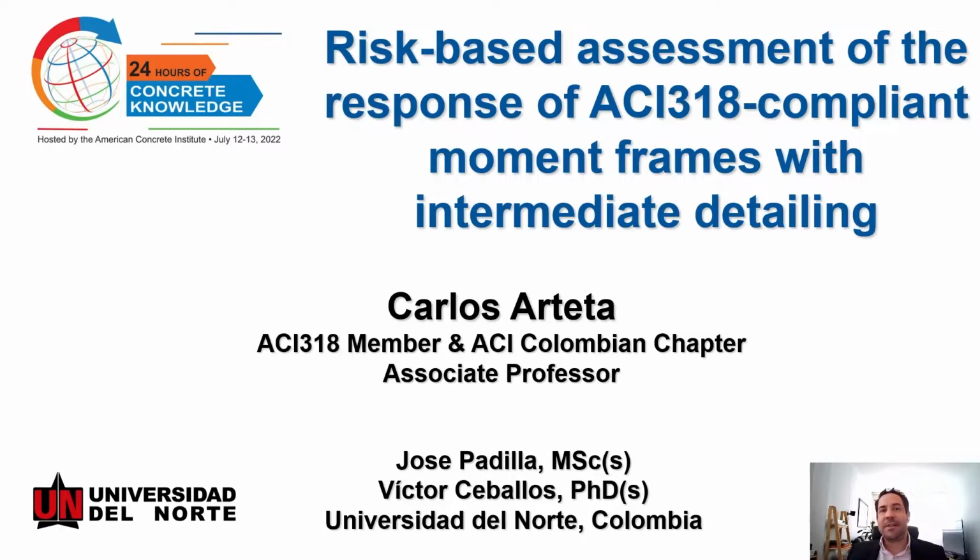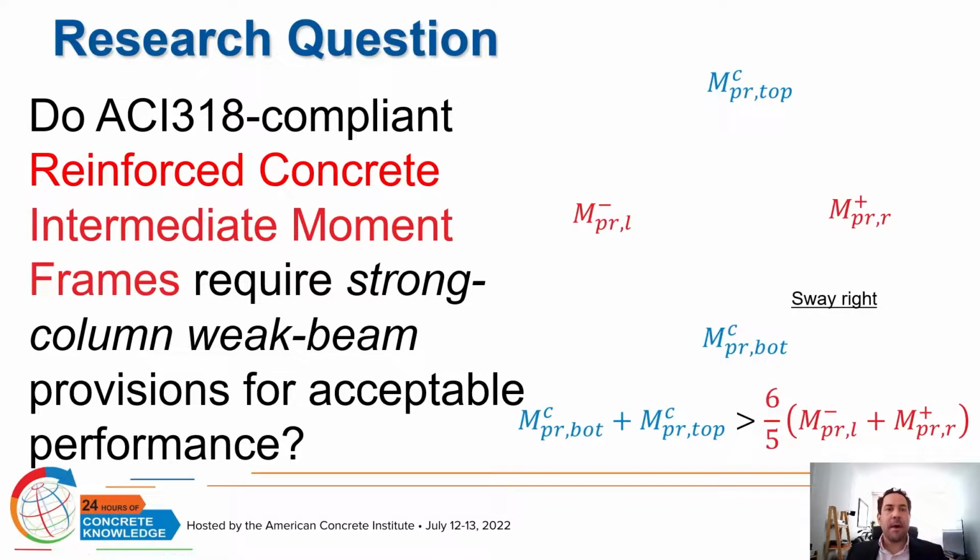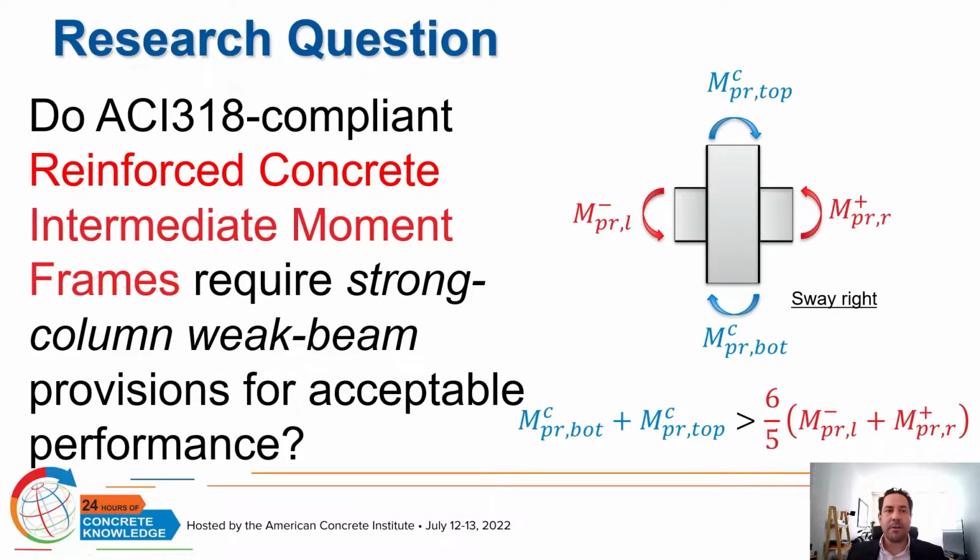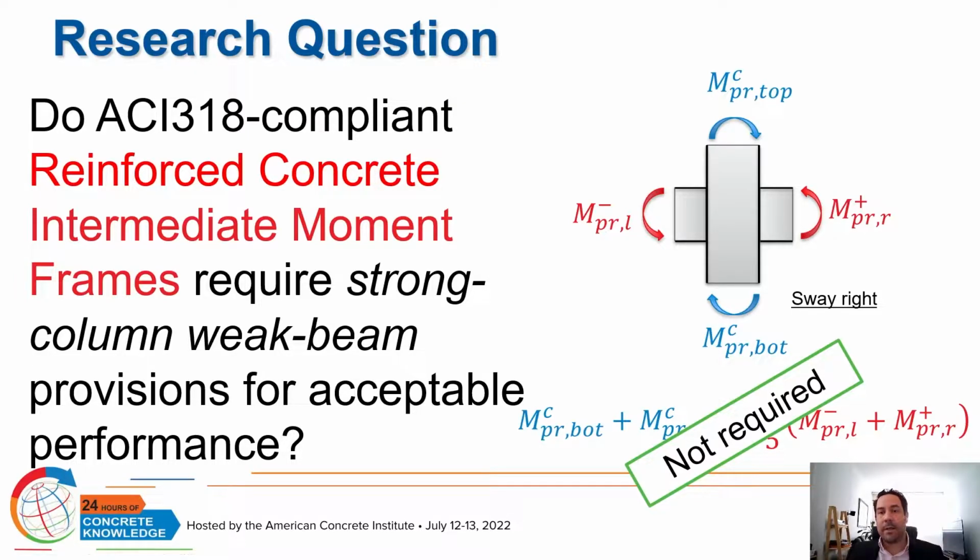The title of my presentation is Risk-Based Assessment of the Response of ACI 318 Compliant Moment Frames with Intermediate Detailings. We are wondering if the ACI 318 compliant RC intermediate moment frames require a strong column with beam provisions for acceptable performance. As of today, according to ACI 318-19, they are not required, but the question arises: will these frames behave properly under seismic shaking with intermediate intensity, given that the columns might be weaker than the beams?